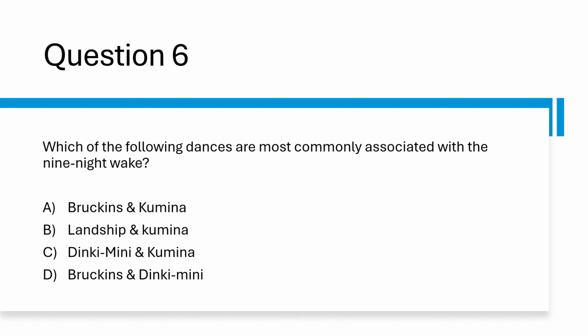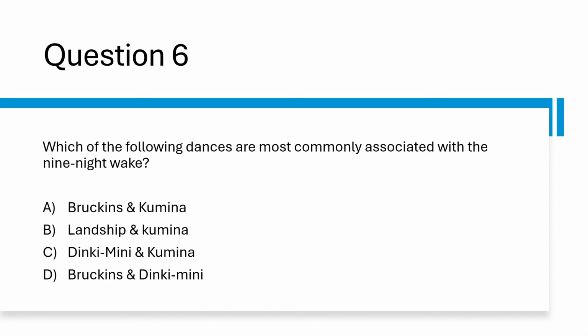Which of the following dances are most commonly associated with the 9-night wake? So let us put wake, because of course wake is a big umbrella term, but we are speaking about the 9-night now, the celebration where all the excitement happens. So let us look at all of them. A, Brockings and Kumina. B, Landship and Kumina. C, Dinkimini and Kumina. D, Brockings and Dinkimini.